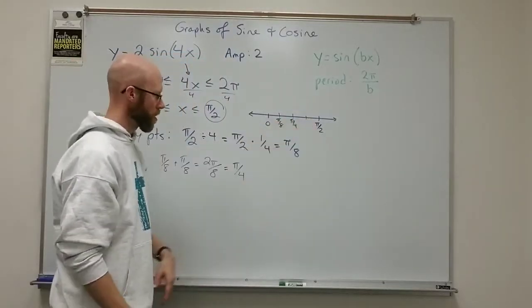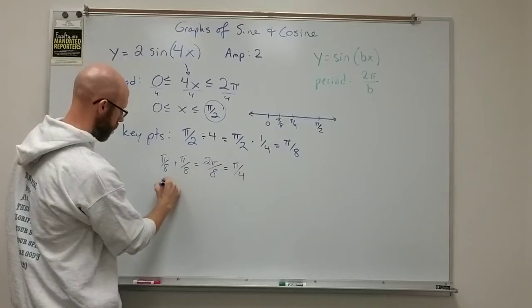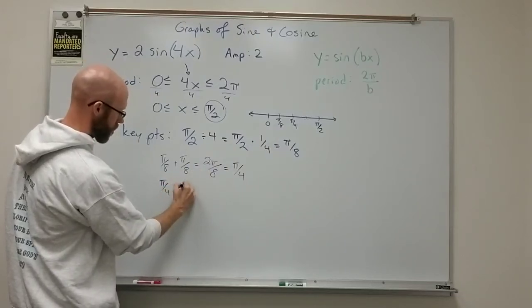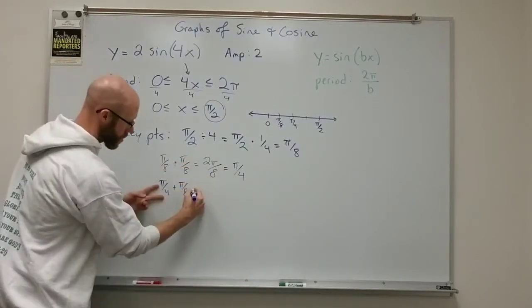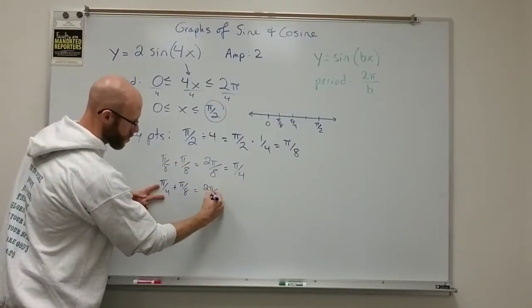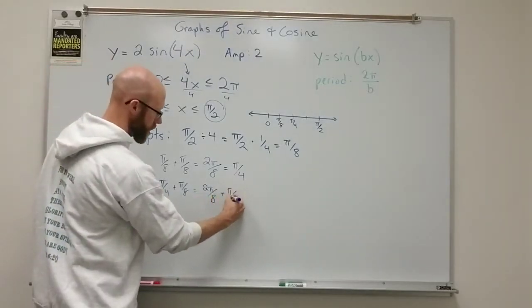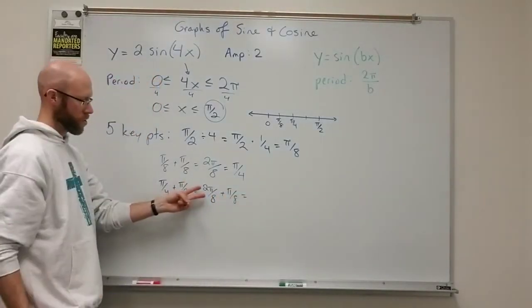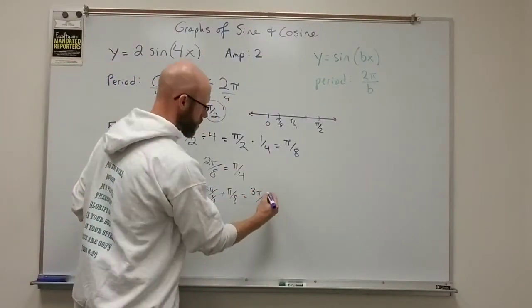And then add another pi over 8. So pi over 4 plus another pi over 8. Well, pi over 4 we know is 2 pi over 8. So to get an LCD, just go to the unreduced form, right? 2 pi over 8 plus another pi over 8, or 2/8 plus 1/8 is 3/8. So it's 3 pi over 8.